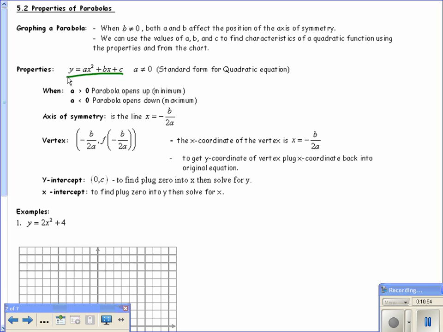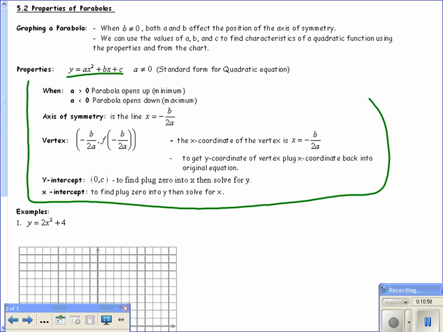So remember, these are properties that we talked about. So these are things that you need to have memorized. So make sure that if you didn't know that, you know it now. When a is greater than 0, the parabola opens up, which means you have a minimum value. When a is less than 0, the parabola opens down, which means you have a maximum value. And remember that the maximum or minimum value is the y-coordinate of your vertex. The axis of symmetry is the line x equals -b over 2a.